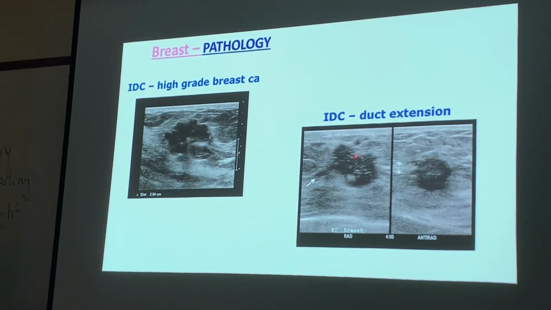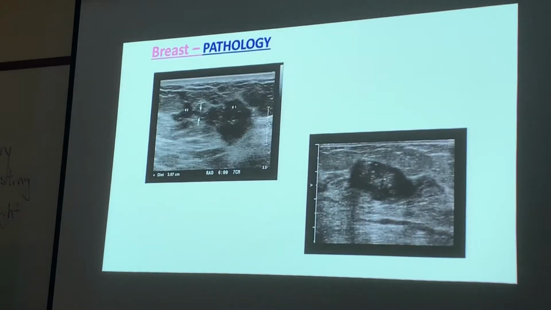And this is invasive ductal carcinoma with duct extension, with extension into the duct, meaning that this tumor is growing in the duct. Okay. And just some other images of some invasive ductal carcinoma.